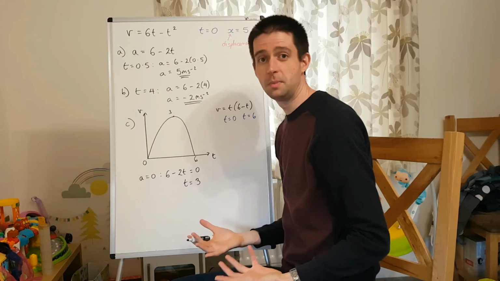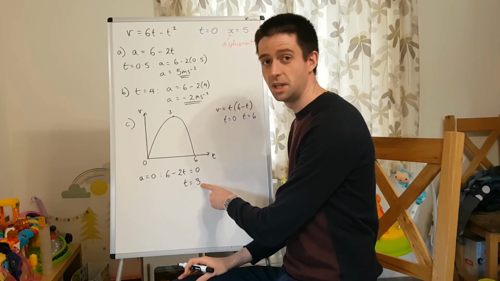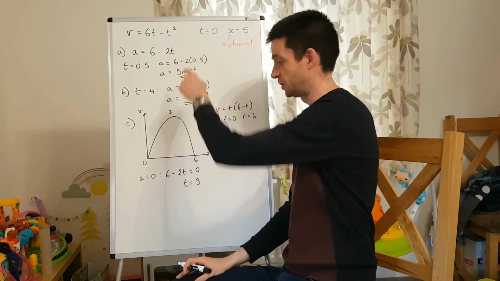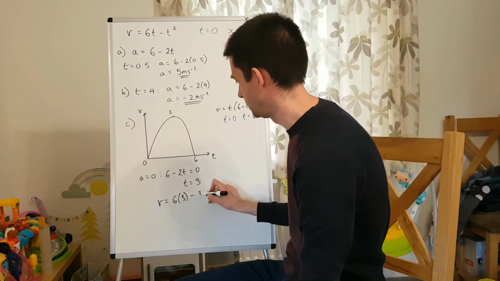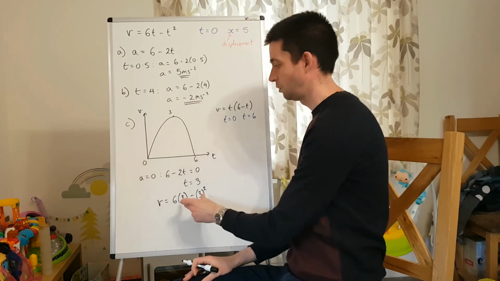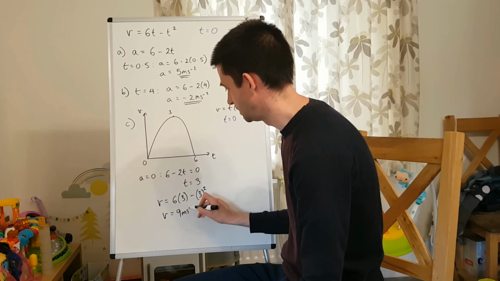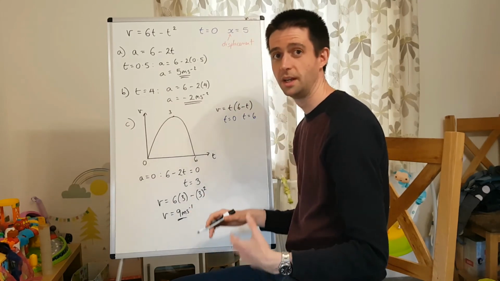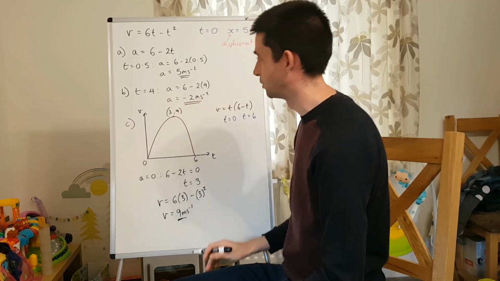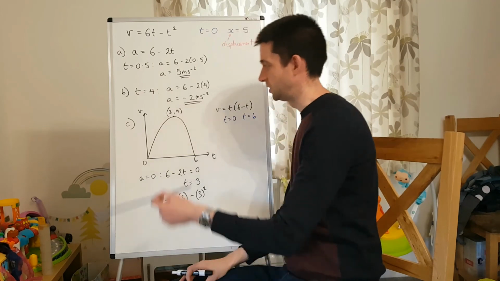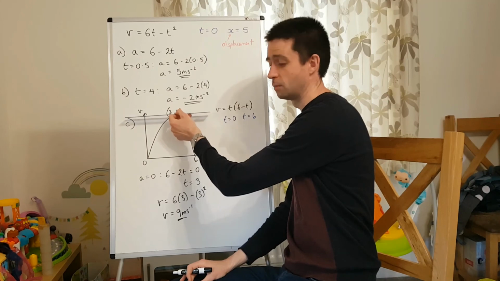So I'm asked for the greatest speed of the particle in that interval from 0 to 6. To get that, I need to substitute t equals 3 into my equation for velocity. So my velocity is 6 times 3 minus 3 squared, substituting 3 in for t, and that comes out as 9 metres per second, 9 ms to the minus 1. That is my greatest speed in this interval. So that coordinate on that graph would be (3, 9). And as you can see, that is the turning point when the acceleration is 0. At that point we have maximum velocity.